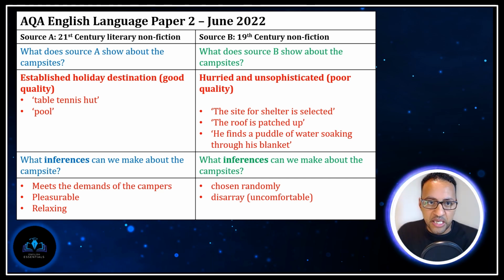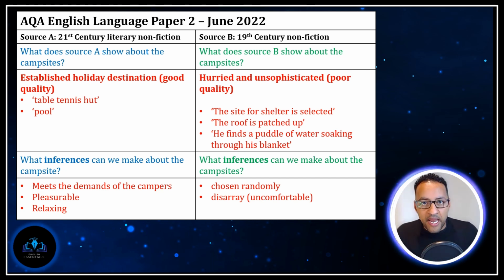And if we have a look at the example I've provided you here, on one hand we can see that it says for source A, established holiday destination, and that it's a good quality. And on the other hand, we can see that it's hurried and unsophisticated, therefore a poor quality. And what you also want to be considering is, what evidence is there to support this? So the first thing is coming up with that idea. It's linked to both texts, and then what evidence is there, what references can I use to support my ideas.